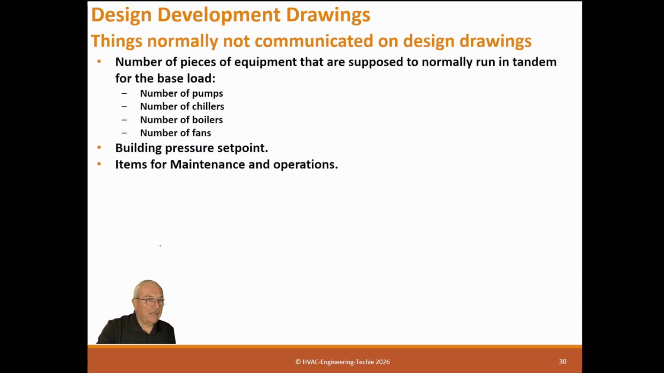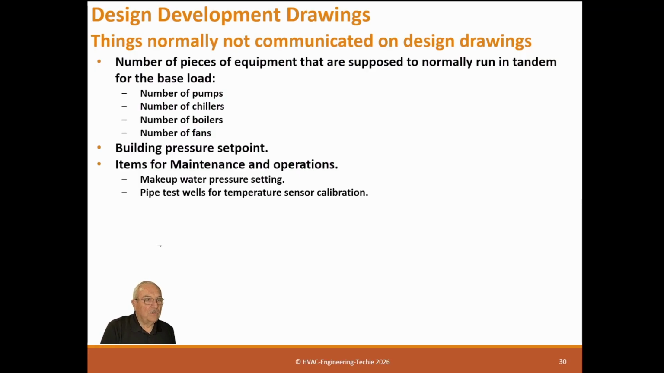Items for maintenance and operations: makeup water pressure setting. It would be really nice if you would tell the operator that this building needs to have 35 psi of makeup water because it's 90 feet high. Normally the operators don't know how to set it. Most people say, oh, you set it at 12 psi. No, you set it off the height of the building. So it needs to be done that way.